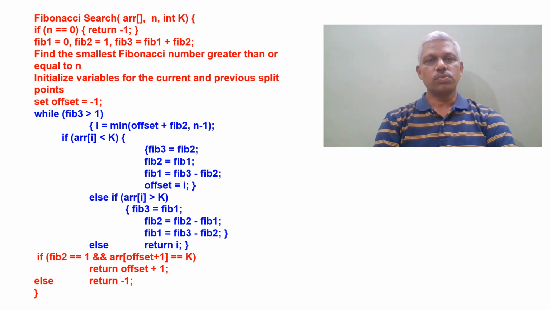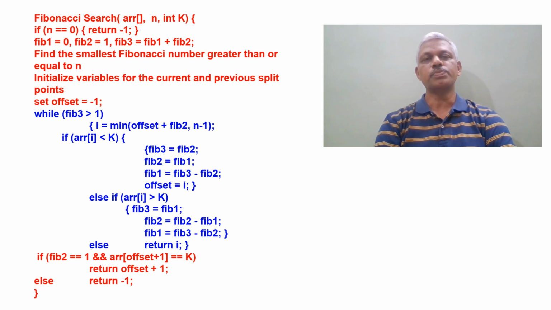Once we initialize this, using a while loop, we add the previous two values, Fib1 and Fib2, and compute Fib3. We keep on incrementing Fib3 based on this formula, Fib3 equals Fib1 plus Fib2, until it just crosses n, so that it becomes the smallest Fibonacci number which is greater than n. So Fib3 consists of that number.